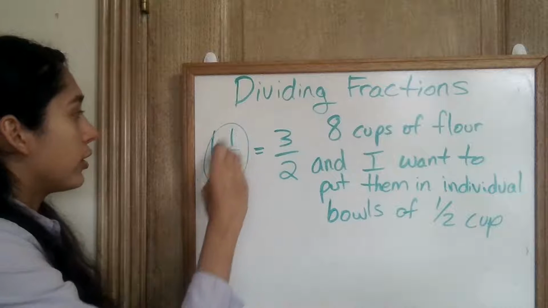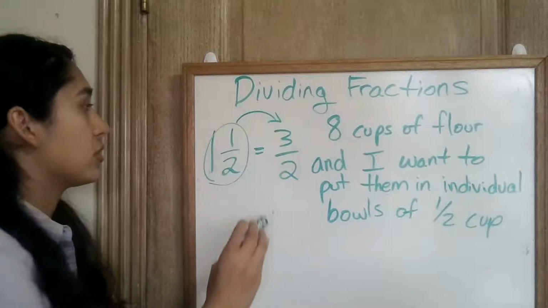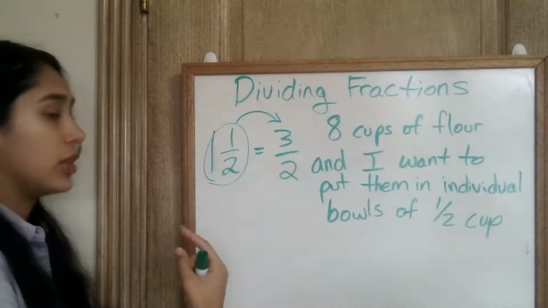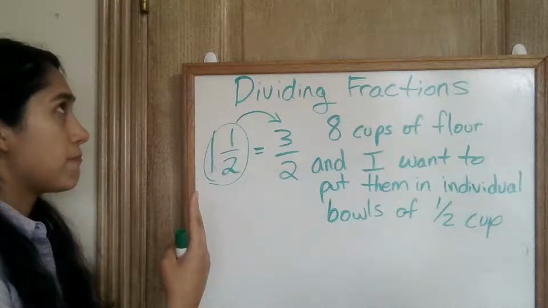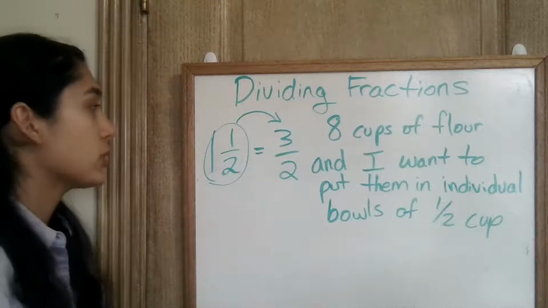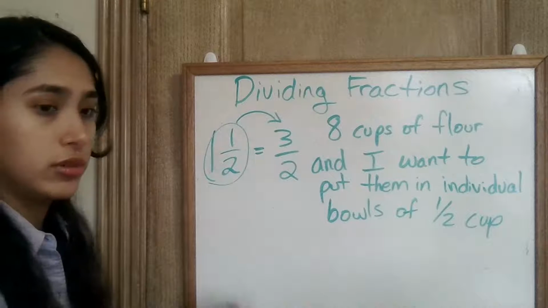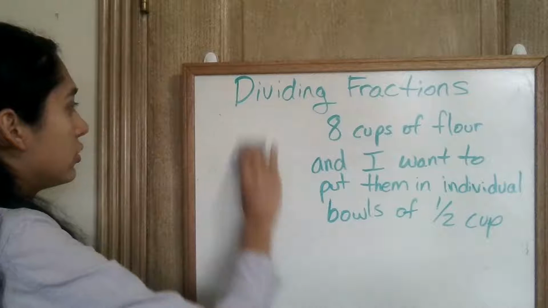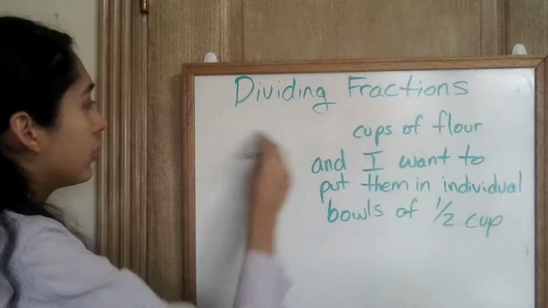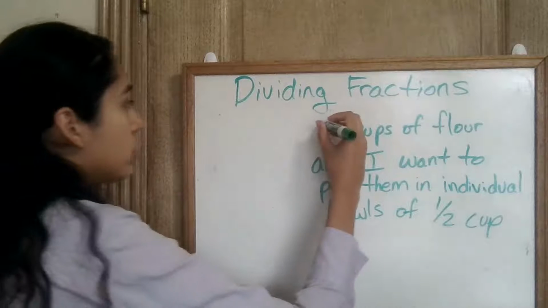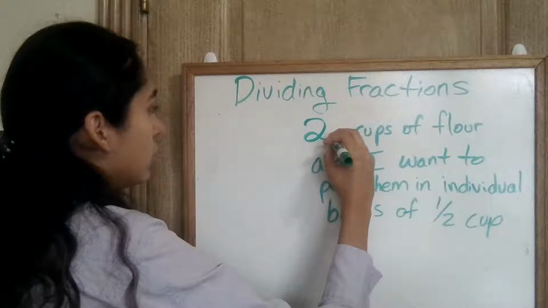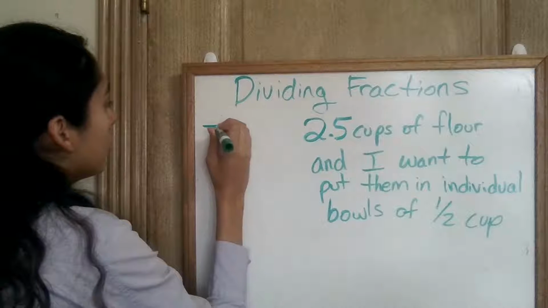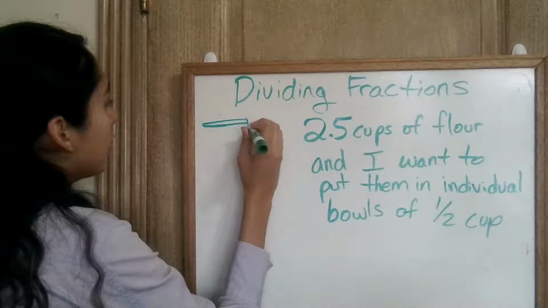We need to convert from this to this whenever we're trying to do order of operations on fractions, which includes addition, subtraction, multiplication, and division. So let's go ahead and alter this word problem. So let's say I have 2.5 cups of flour. So I have a little measuring cup.